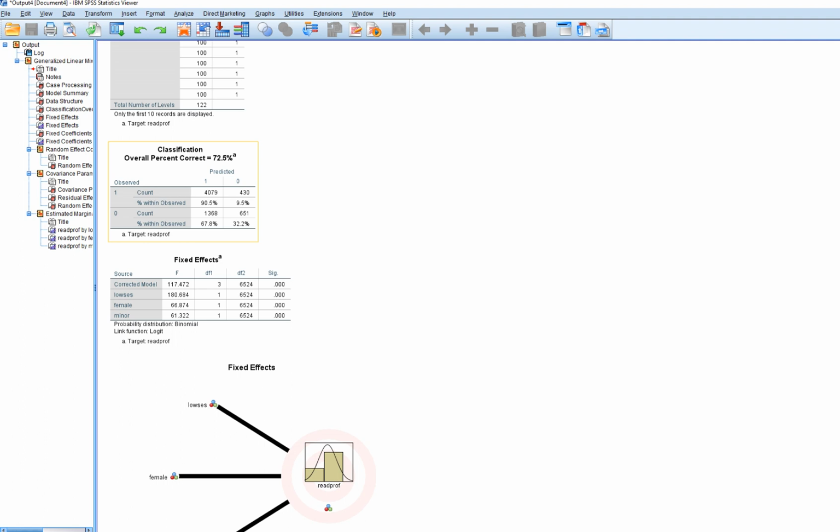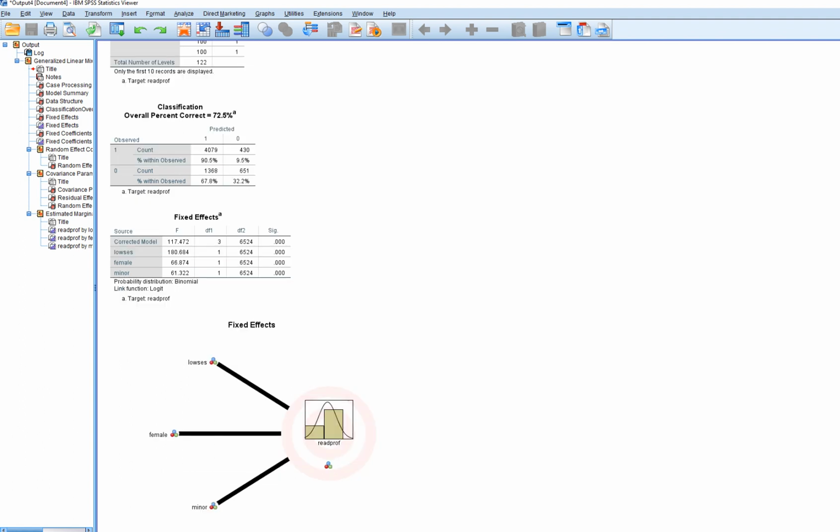When we scroll down and look at the classification table, this is basically giving us the proportion of cases that were correctly predicted to fall into one or the other outcome groups. You have to think about it as, this is what is observed in the data in terms of the proportion of the sample that falls into the reading proficient versus non-reading proficient group, and then what percentage of the sample were correctly predicted by the model to fall into those categories. So the overall percent correct in terms of classification accuracy was about 72.5%.